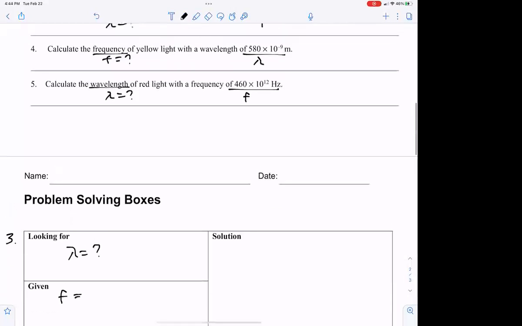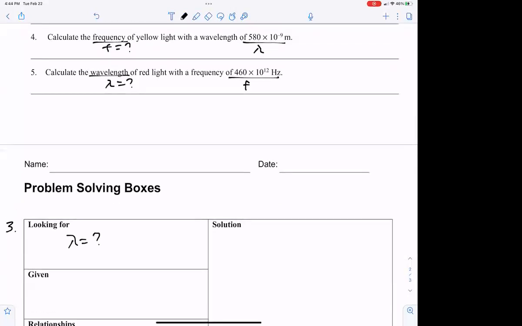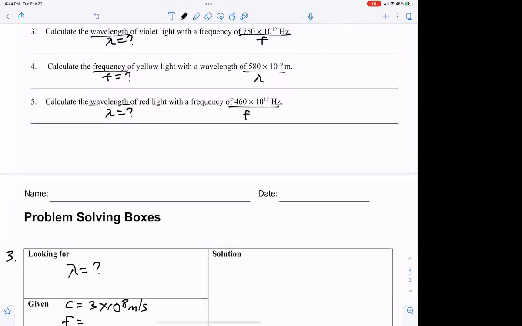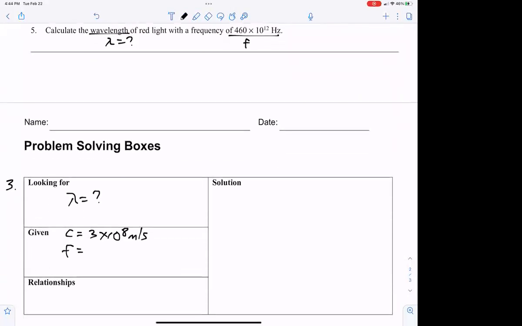We're given 2 things. We're given the speed of light in a vacuum, which is 3 times 10 to the 8 meters per second. You're also given the frequency in number 3 at 750 times 10 to the 12 hertz.